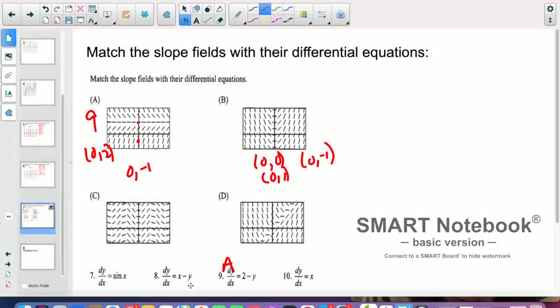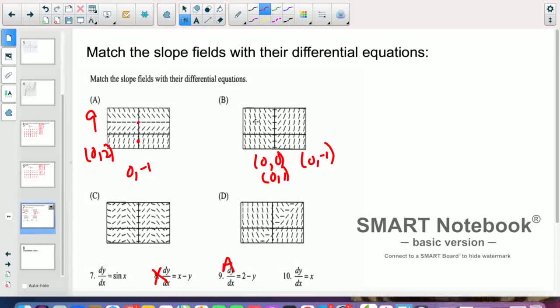All right, let's look here. If I plug 0 in for X and 0 in for Y, we get a 0 slope. That works. If I plug 0 in for X and 1 in for Y, I get a negative 1 slope. We can eliminate 8. It can't be 8. If I plug 0 in here, they do all give us 0 slopes. So it could be either 7 or 10.